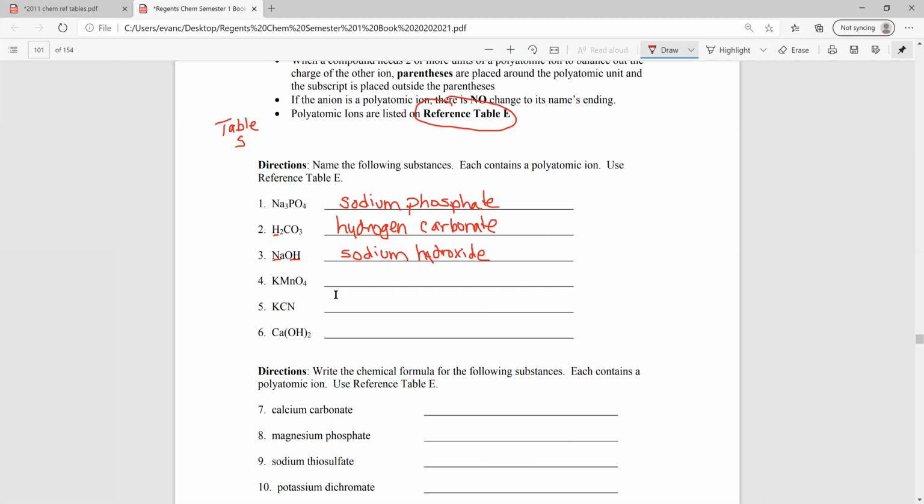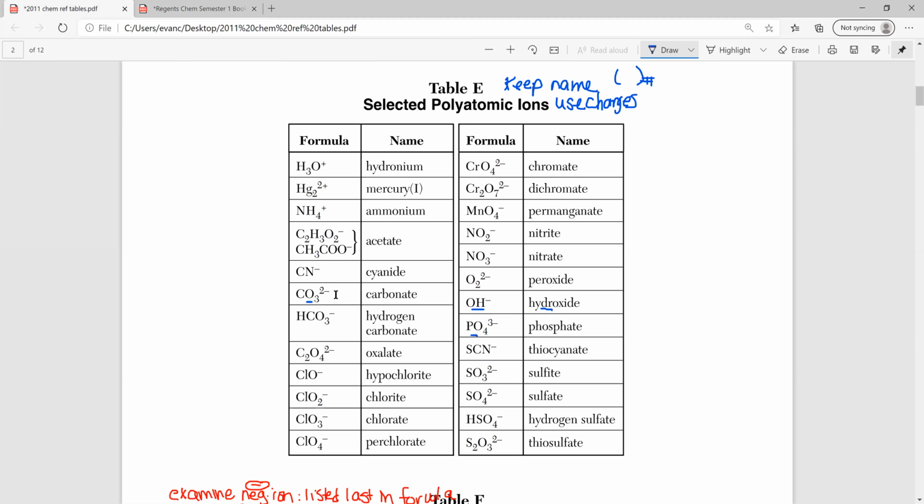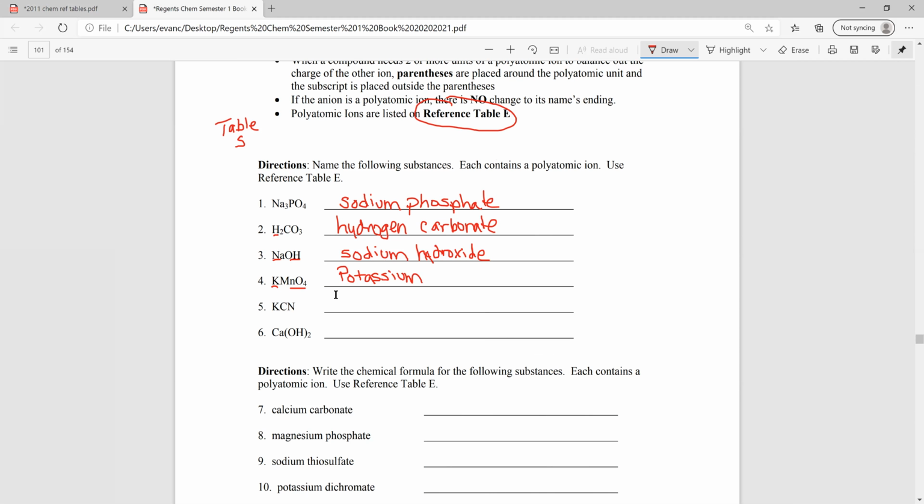So now the first element keeps its name. So then that is K. So that is potassium. Remember, you're going to use table S if you don't know the name that matches the symbol. So now I need to find MnO4. So then I'm going to go over here. I'm going to scan, scan, scan until you find MnO4. And there it is. And that is permanganate. So I'm going to copy that down exactly, permanganate.